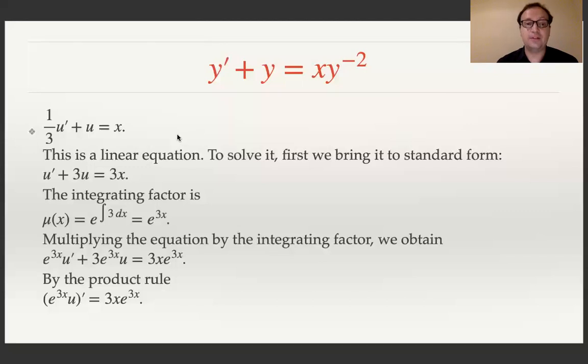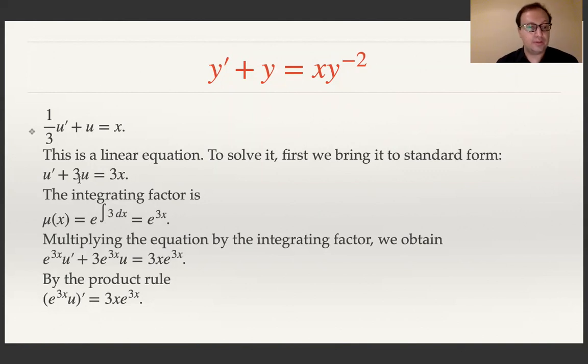So indeed we have a linear equation for u as it should be, 1/3 u prime plus u is equal to x. But this equation is not in standard form because u prime is not by itself. We have 1/3 u prime. So in order to solve it, let's first bring it to the standard form by multiplying the whole equation by 3. So we get u prime plus 3 times u is equal to 3x. Now that the equation is in standard form, we can correctly compute the integrating factor.